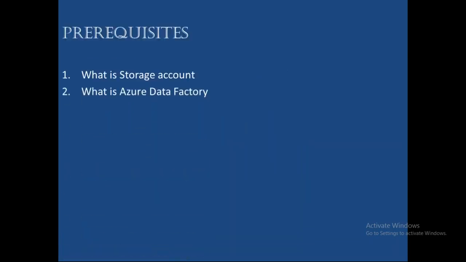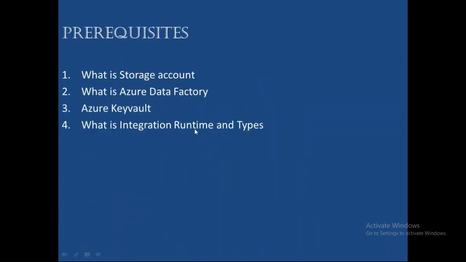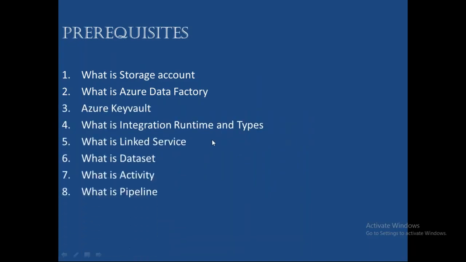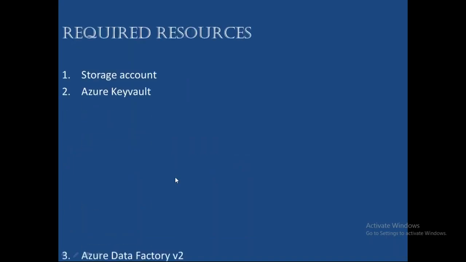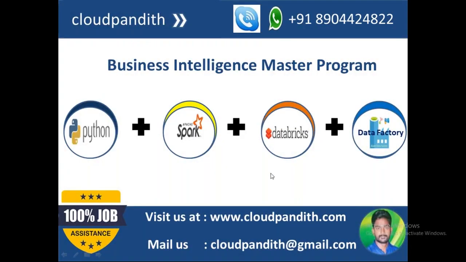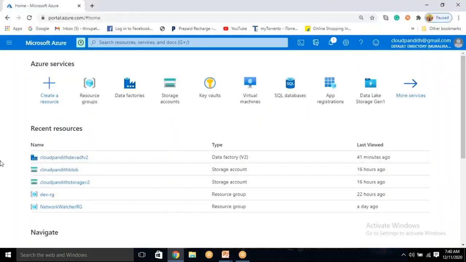Prerequisites: we need to understand storage account, data factory, and key vault. I am going to use the key vault again. Also integration runtime and types, linked service, dataset, activity, and pipeline. All these things we are aware of. Next, required resources: I will create a storage account, key vault, and Azure Data Factory V2. We need only these three resources. These are the slides I have; let me go into the portal.